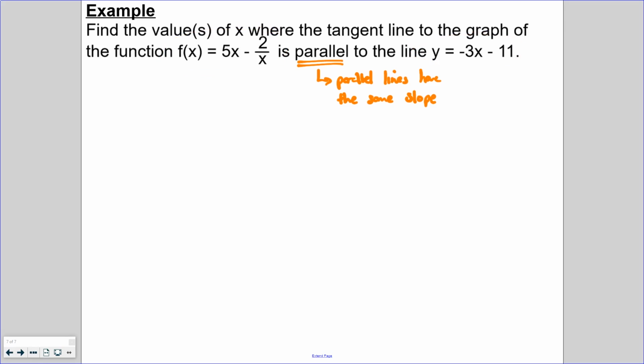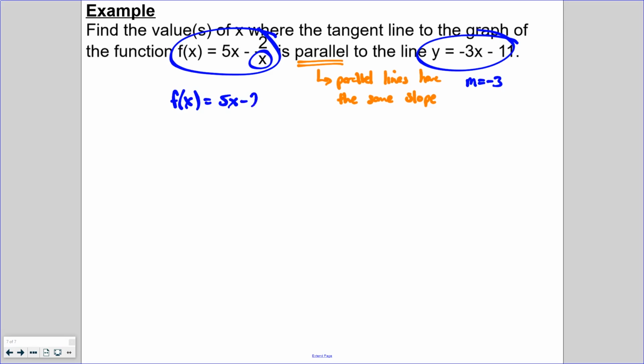So to begin, we should probably find the slope of this linear line. And we can see here the slope of this linear line is negative 3. All right, great. Now we're going to have to find the slope of this function, and to find the slope of that function, we're going to have to take the derivative. But before we do that, we need to get the x out of the denominator. So we'll just rewrite our function: f of x is equal to 5x minus 2x to the negative first power. Then we can take the derivative, which is going to be 5 plus 2x to the negative second power, which we can rewrite as 5 plus 2 over x squared.